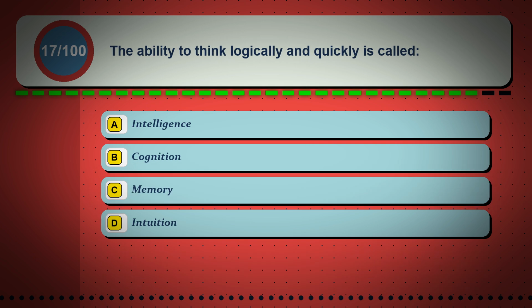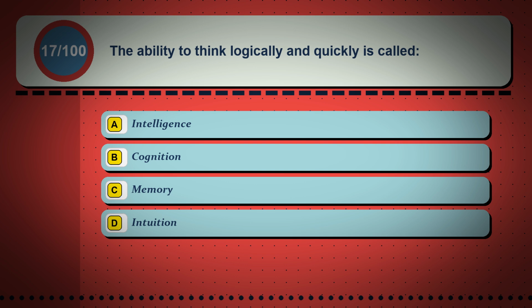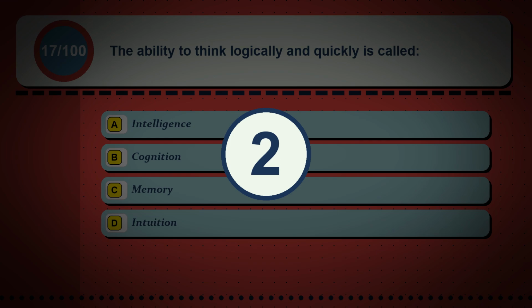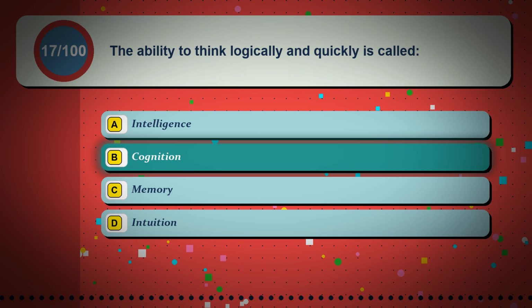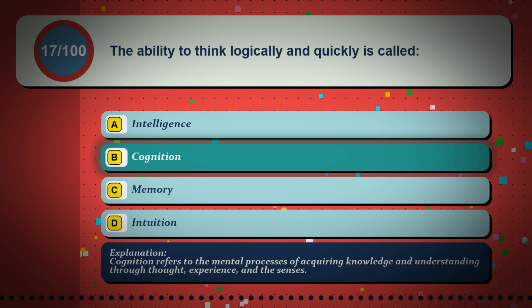Question 17. The ability to think logically and quickly is called: Option A, intelligence. Option B, cognition. Option C, memory. Option D, intuition. The correct answer is option B, cognition. Cognition refers to the mental processes of acquiring knowledge and understanding through thought, experience, and the senses.